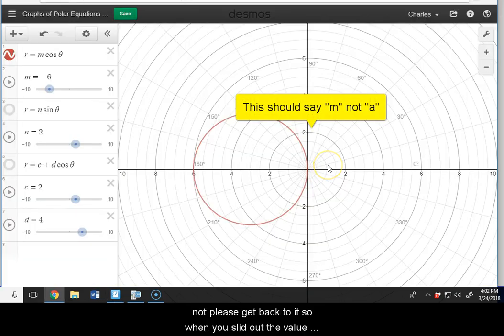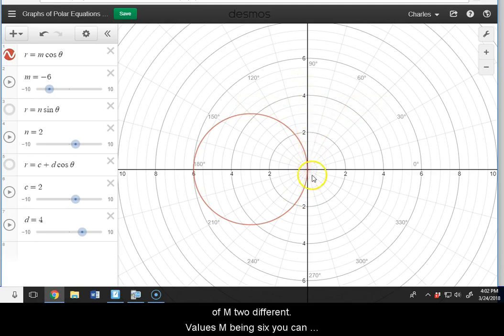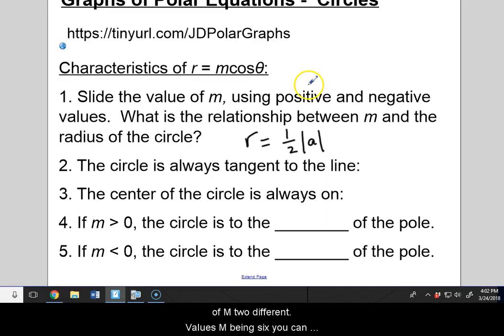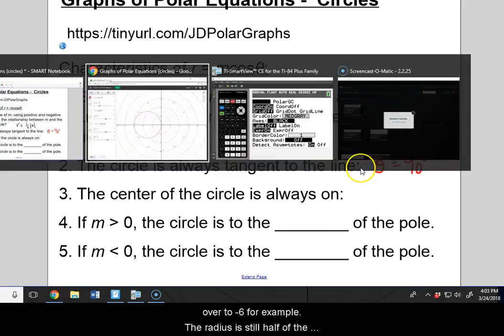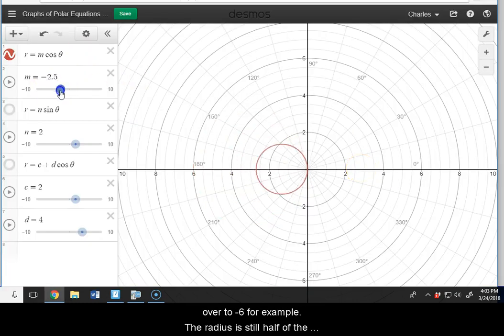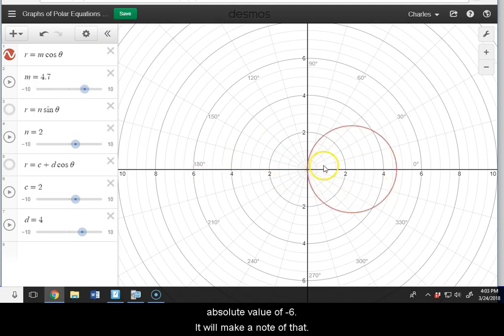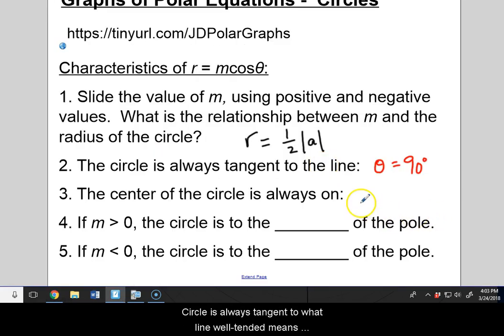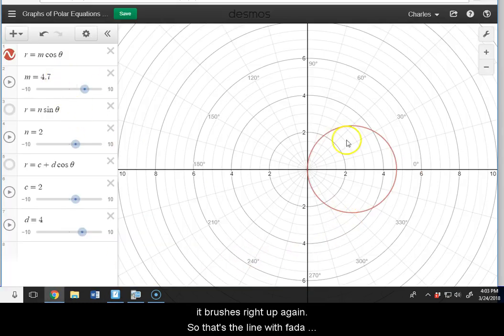Circle is always tangent to what line? Well, tangent means it brushes right up against it. So that's the line where theta equals 90 degrees. And the center of the circle, no matter what I do to m, is always on this horizontal line, which is called the polar axis. And when m is positive and when m is negative, what side of the pole is the circle on? Hopefully you picked up it's to the right if it's positive, left if it's negative.